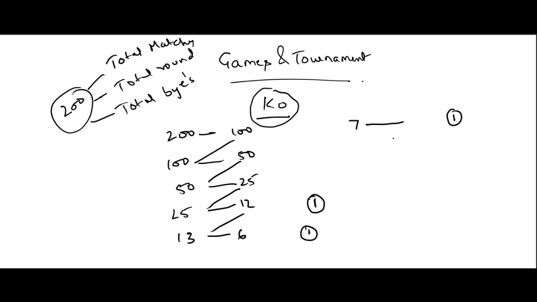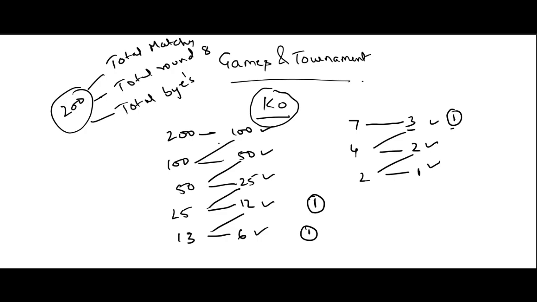And out of 7, if one gets a bye, the remaining 6 will have 3 matches. 3 matches, 3 winners, and the bye, we have 4 teams going in the next round. We'll have 2 matches. 2 winners will be going in the next round, and this will be having 1 match, that is the final. So the number of rounds played is 1, 2, 3, 4, 5, 6, 7 and 8. So the total number of rounds played in this tournament is 8.